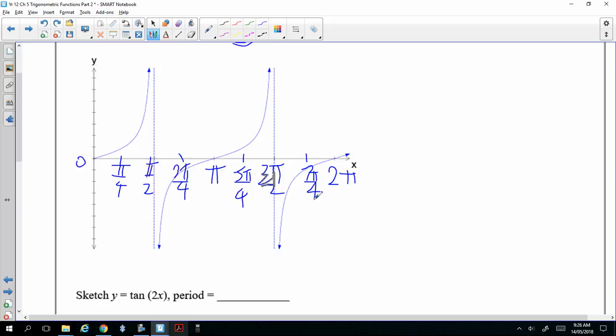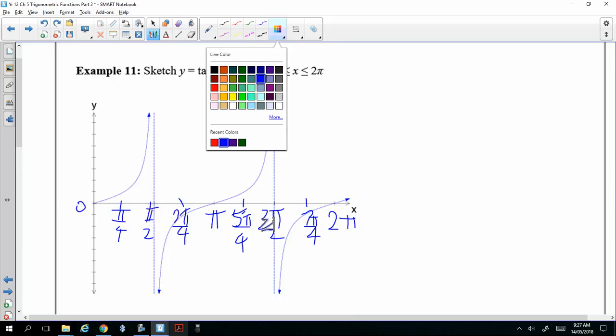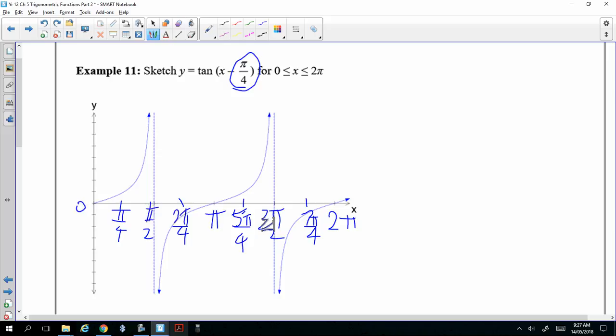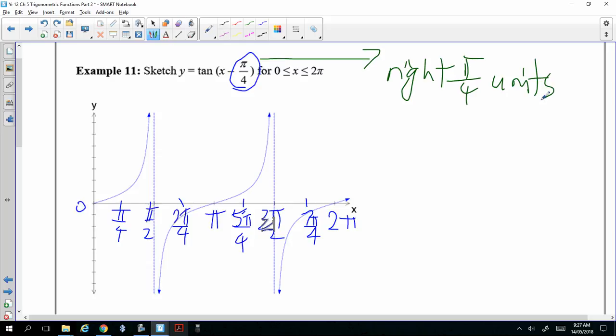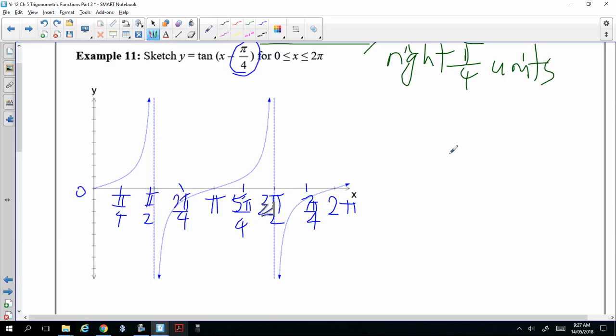Right pi on 4 units. Okay, so what we're going to do is shift right pi on 4. So let's shift the x-intercept first. So that shifts right pi on 4, so that goes over here. And then the asymptote will also move. So the asymptote will be over here.